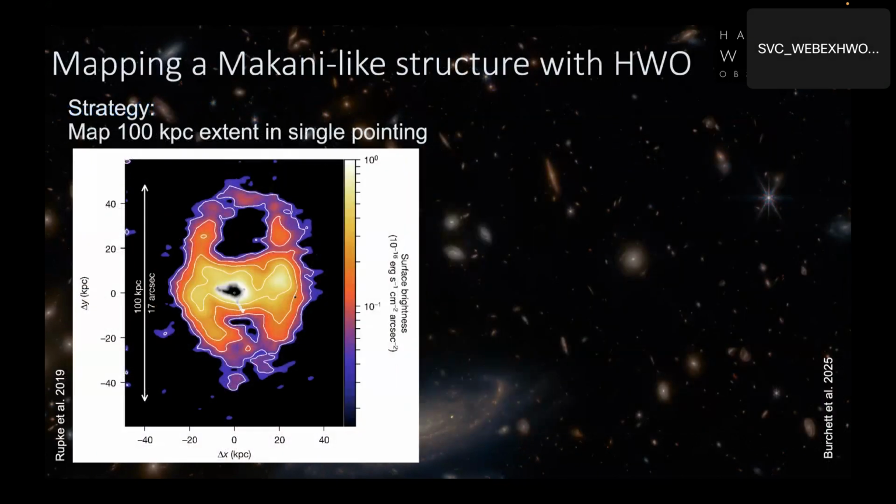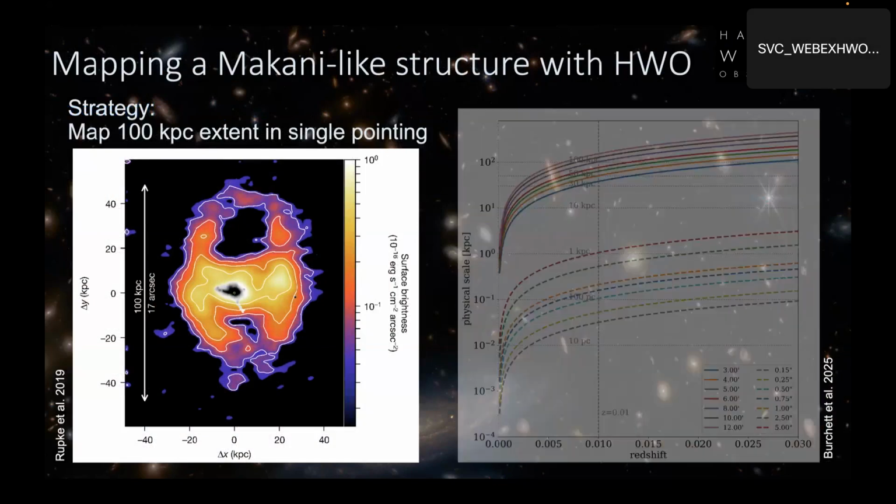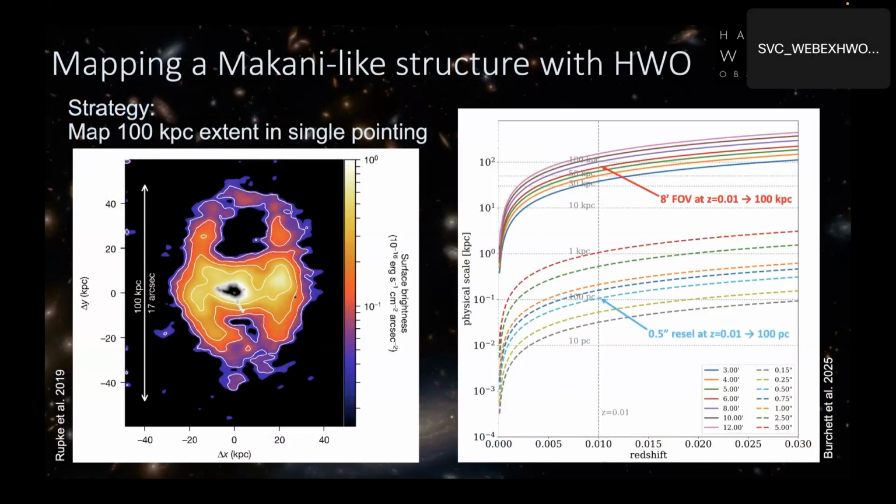So the object here, thinking about the large scale structure of the CGM, so returning to Makani, mapped here in oxygen 2 emission, showing a biconical outflow spanning 100 kiloparsecs from tip to tip. So if we were to map this with a single shot with a multi-object spectrograph on HWO, we can use this scale as a guide.